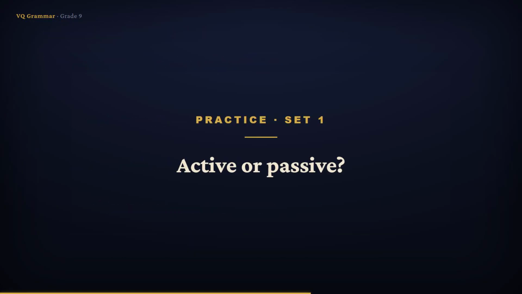Let's practice. In this first set, I'll show you a sentence, and you decide whether it's in the active voice or the passive voice. Ask yourself, is the subject doing the action or receiving it? Look for a form of be plus a past participle. That's your sign of the passive. Pause the video and try each before I reveal the answer.